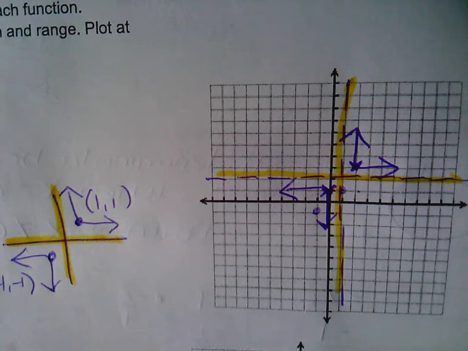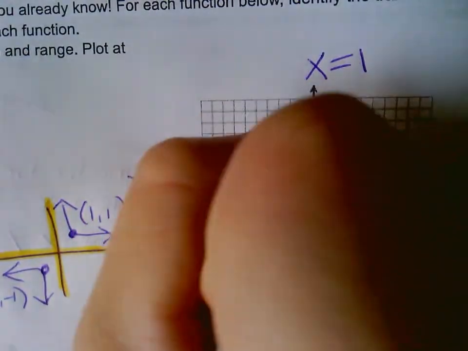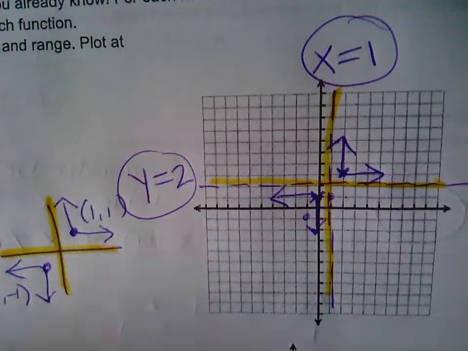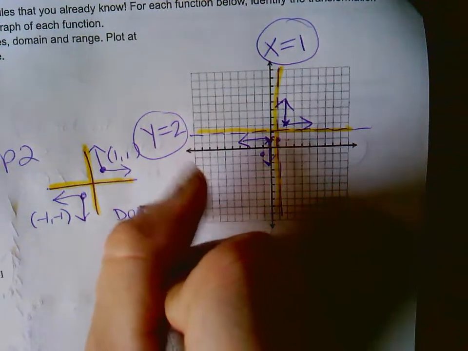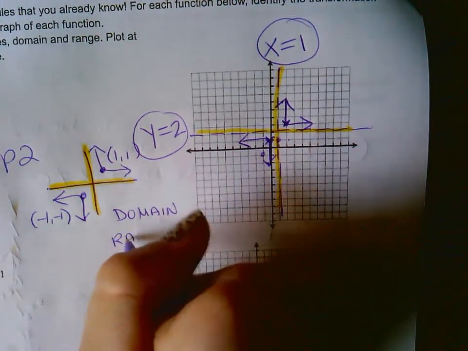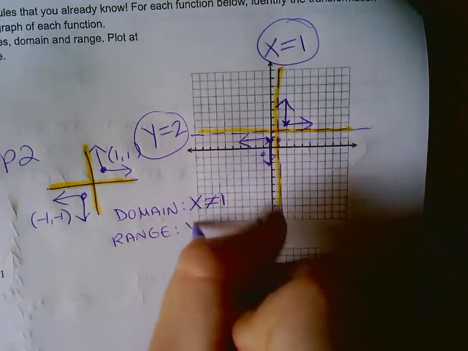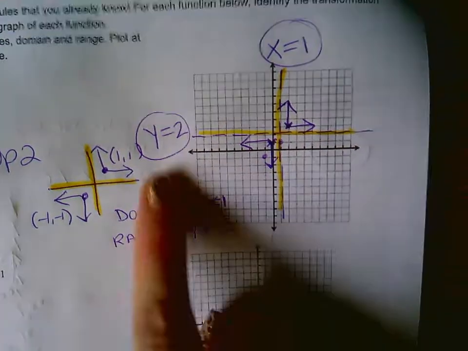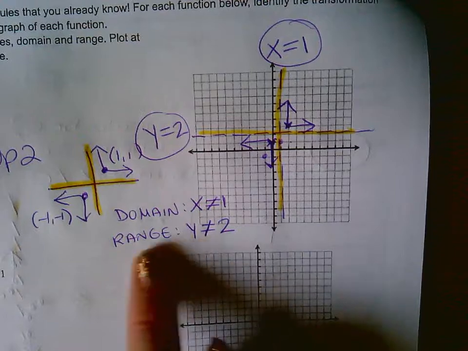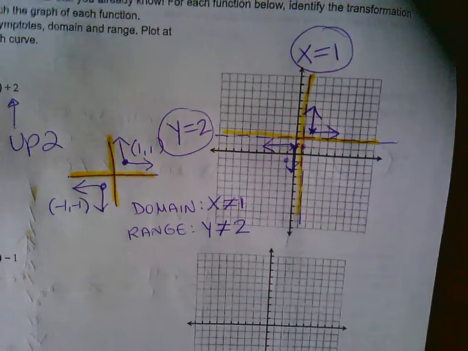It says give the vertical asymptotes and the domain and the range. So this is x equals 1 and this is y equals 2. Those are my asymptotes, right? Because those are just lines. But if I have to write the domain and the range, I'm going to write those differently. I'm going to write x can never equal 1, and I'm going to write y can never equal 2. So whatever the horizontal asymptote is, that's what you're excluding from your range. And whatever your vertical asymptote is, that's what you're excluding from your domain.